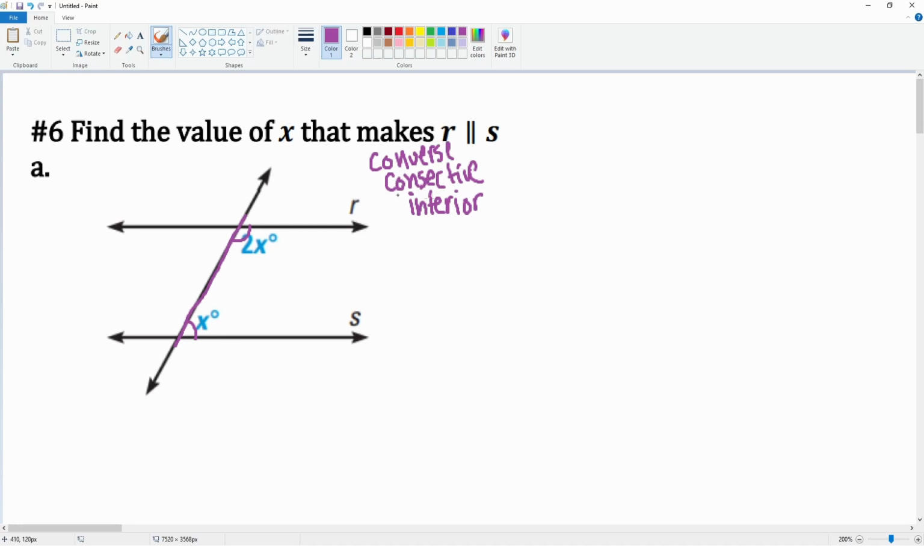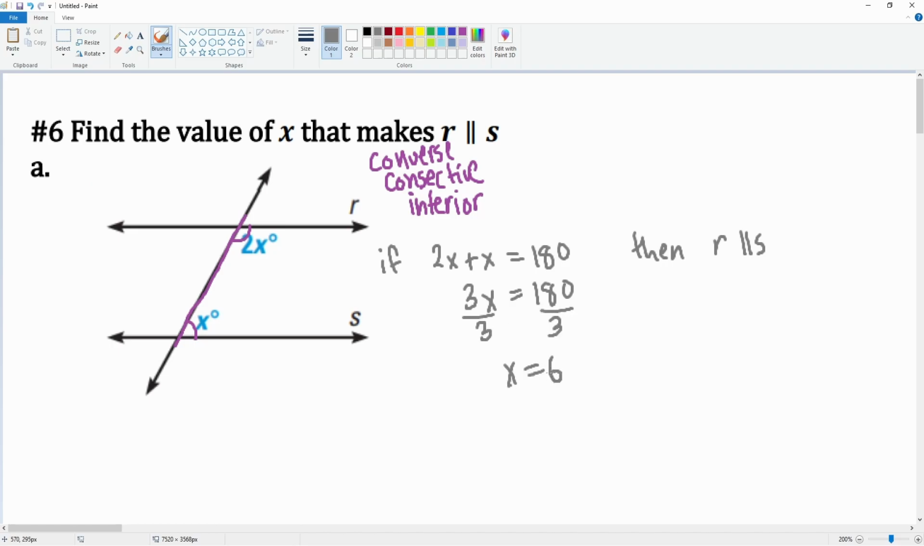The converse of consecutive interior angles states that if these two angles add up, if 2x plus x is equal to 180, then R is parallel to S. So for this to be possible, we have to get an x value. 2x plus x is 3x, which equals 180. Divided by 3, you get x is equal to 60.